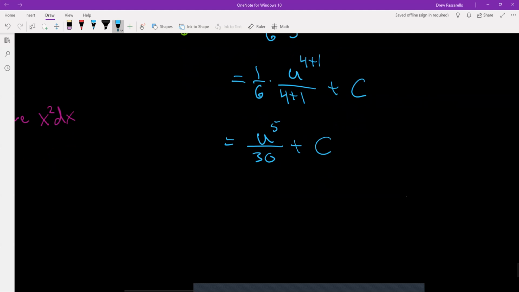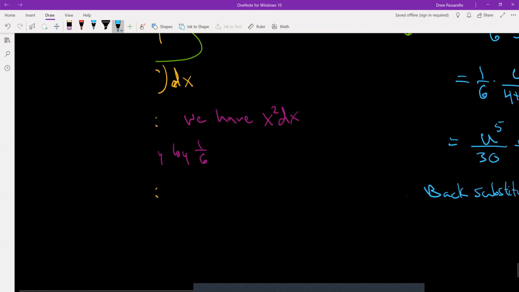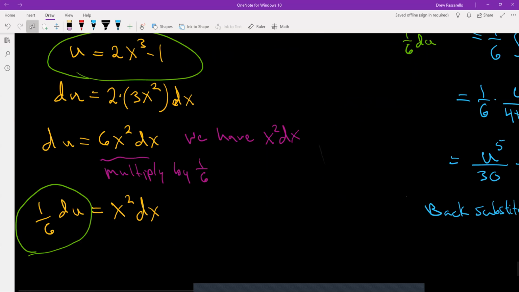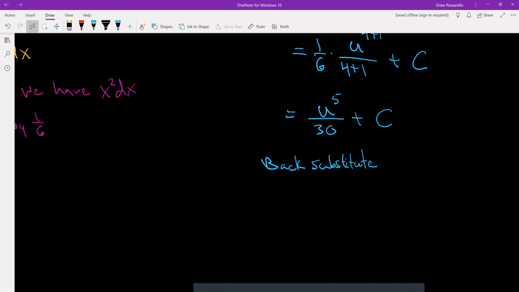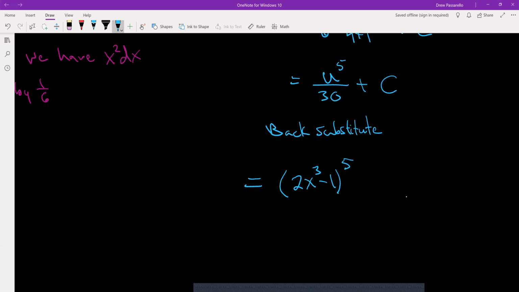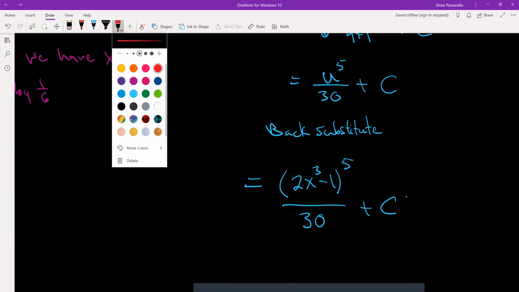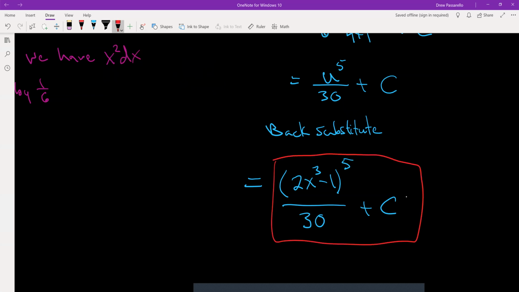All right, now I just back substitute what u was. And I let u be 2x cubed minus 1. So I'm going to have in parentheses the 2x cubed minus 1, all of that to the 5th power, dividing it by 30, and then plus c. All right, and again, at this stage, I'm assuming you already know the derivative rules and know the basic integration rules. All right, so that's going to be the answer.